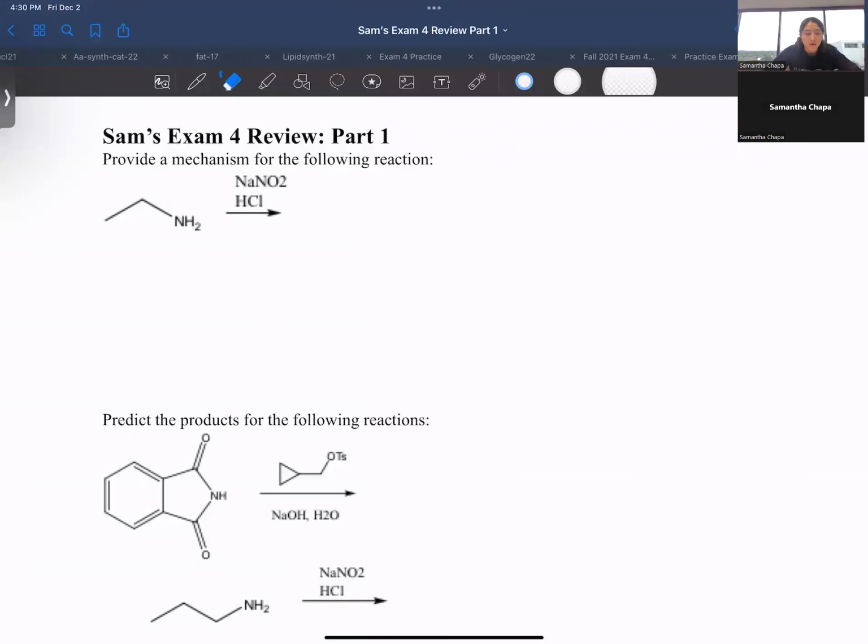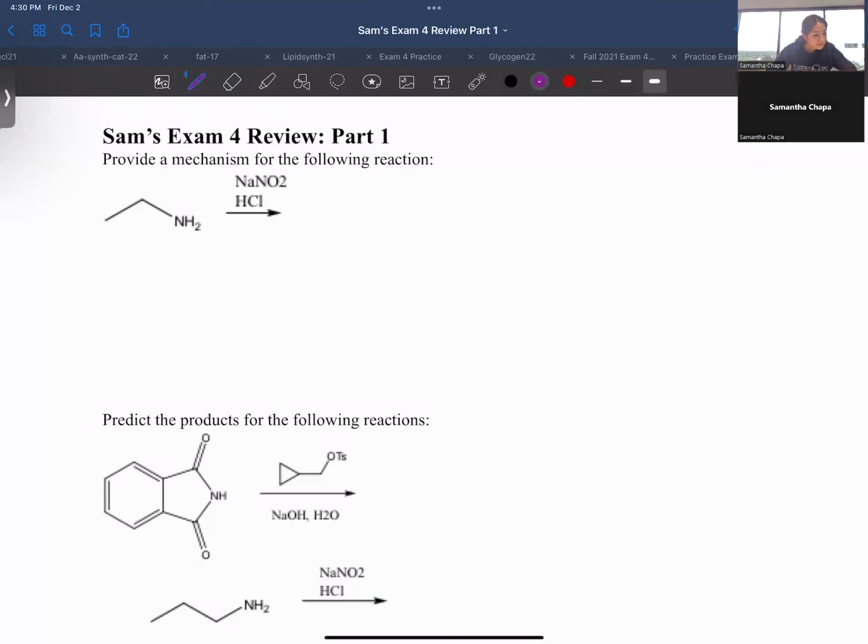Okay, we're going to start doing exam review part 1. Our first question is to provide a mechanism for the following reaction. These are the diazonium salts and nitrosamines that you have to be worried about. I believe that on your test, the only things you're going to be tested on for mechanisms are the things with amines.